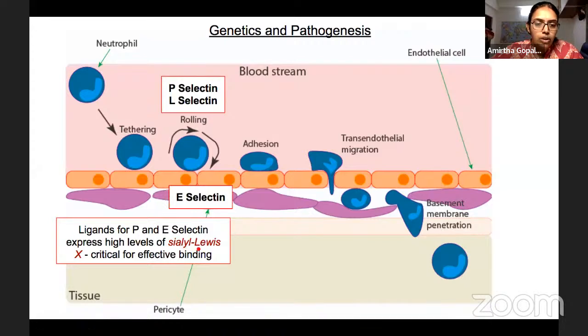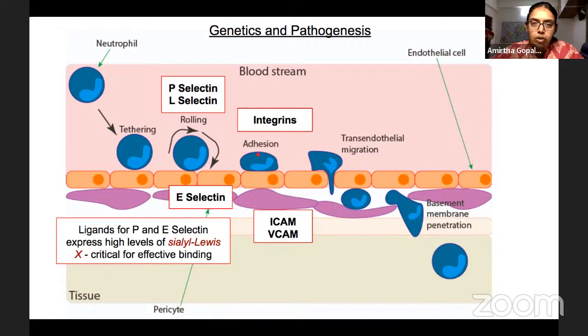So this sialyl Lewis X is quite critical for effective binding of the selectin to its ligand. Once the neutrophil has loosely bound to the endothelium, the next step is firm adhesion. This firm adhesion is mediated by molecules known as integrins expressed on the surface of neutrophils, which bind to molecules called ICAM or VCAM on the surface of the endothelium. So integrins are crucial in the pathogenesis of leukocyte adhesion defect.